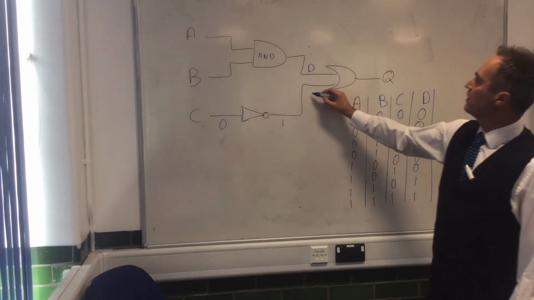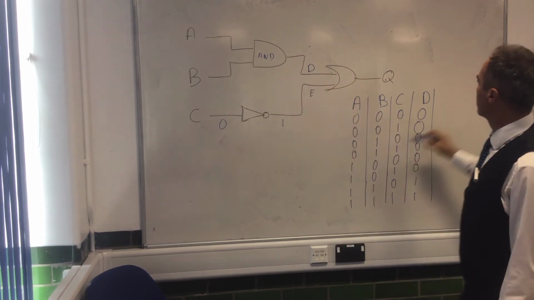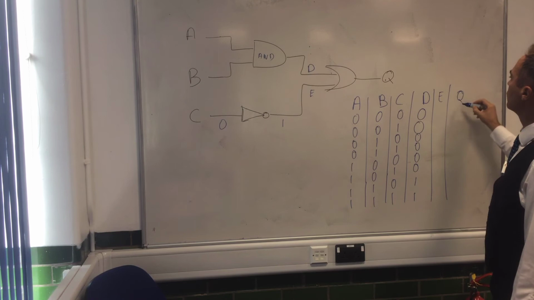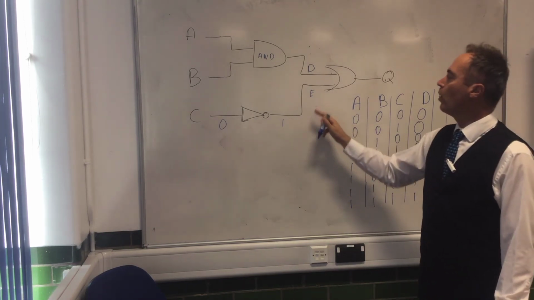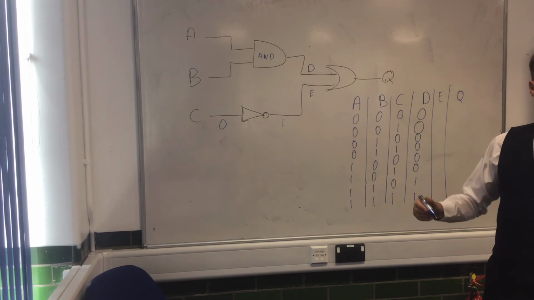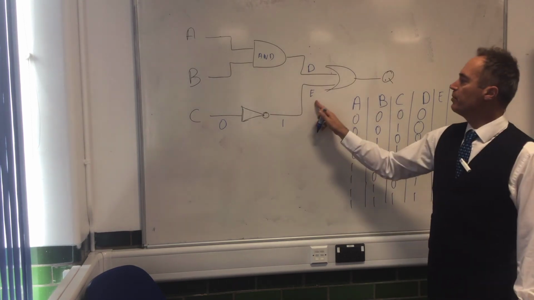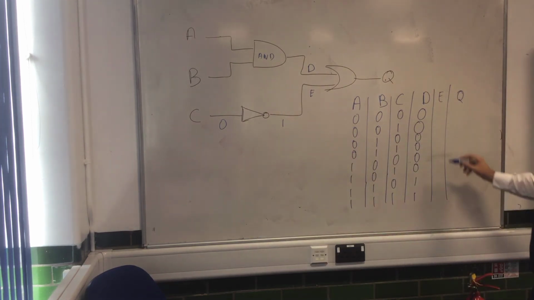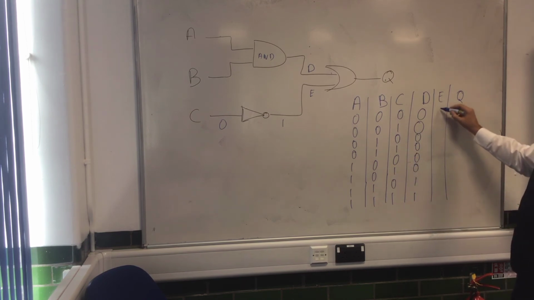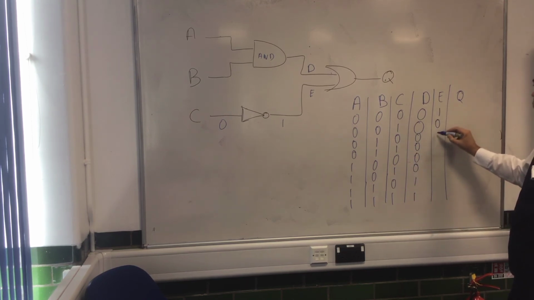Let's have E over here. That's putting a lot of detail before we get to Q. So E will be a 1 when what will be the condition? So E will be 1 when C is 0. So C is 0. It's the alternated one. Shame, I should have done it the other way around.